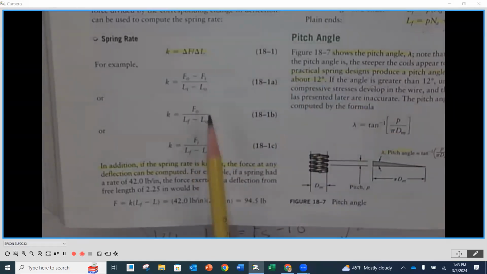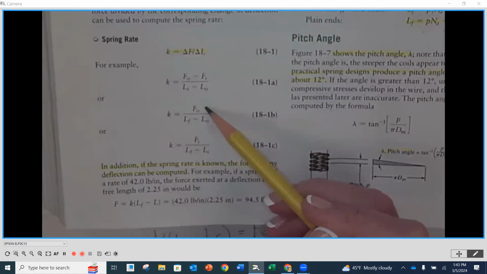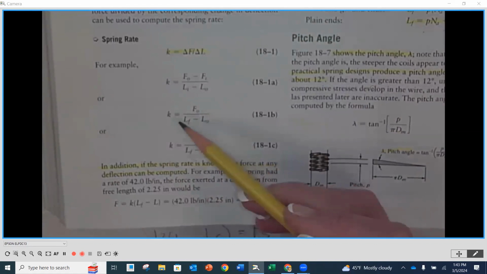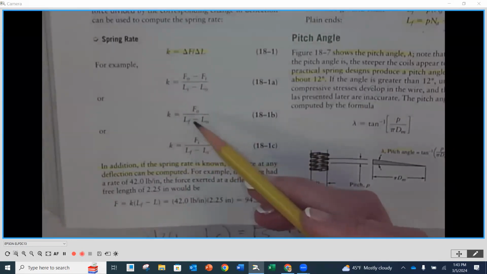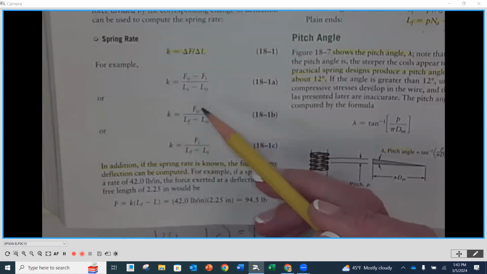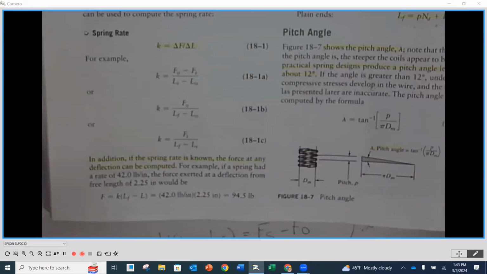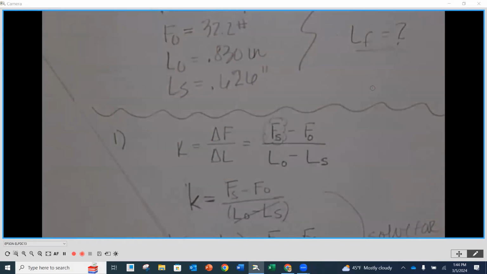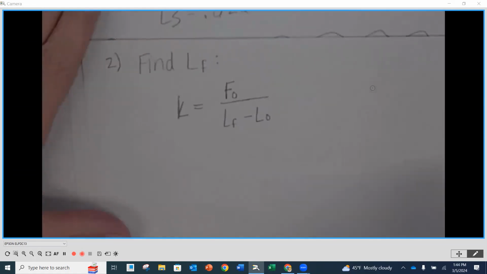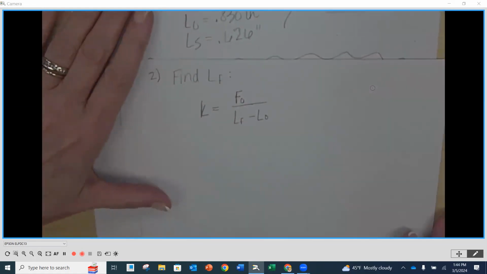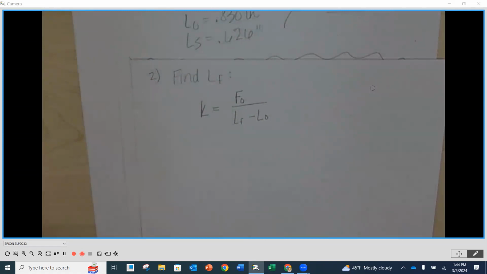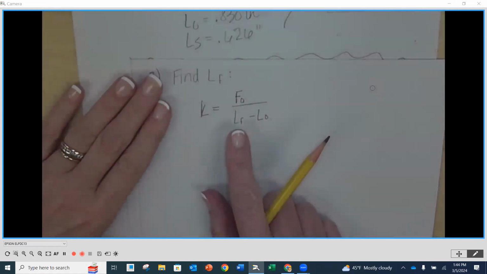So if we go down, this one right here uses the operating force and the operating length and our K factor. And then our unknown here is going to be that free length, right? So this is going to be the equation we want to focus on. So I'm going to rewrite that equation right here. And the variable I need to solve for is going to be my LF. So go ahead and solve for LF in this equation.